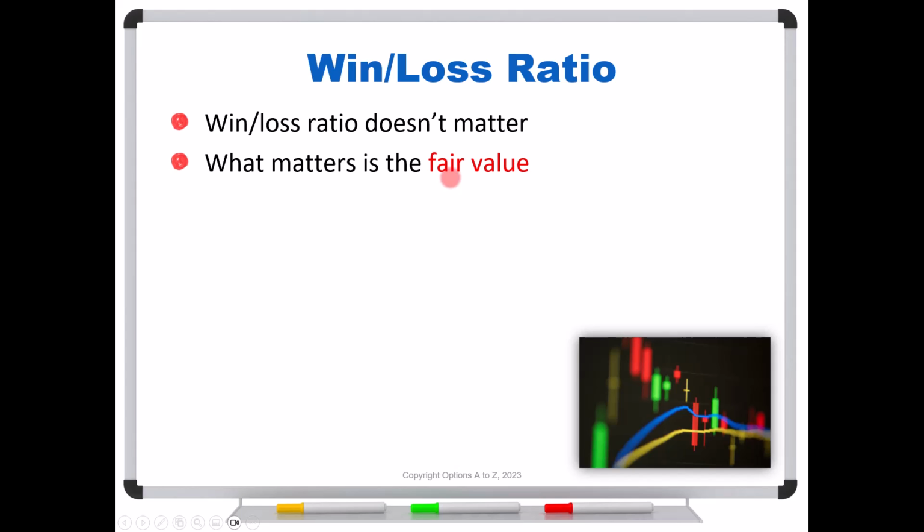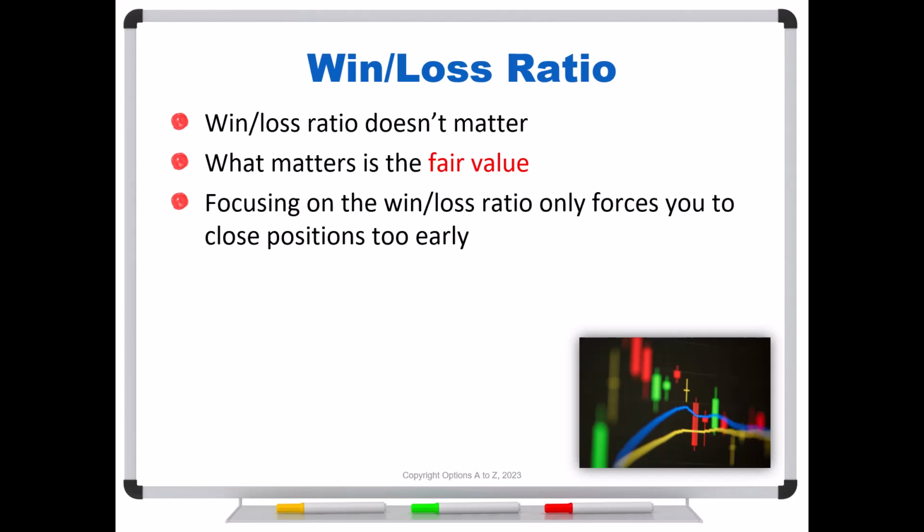So again, before you step into an options trade, we need to say, well, how much am I paying for this option versus what appears to be a good value? And remember, that's not measured in dollars. You can't say $2 and below is a good deal. We have to measure it against implied volatility. But instead, what do traders do? They focus on this artificial win-loss ratio. And focusing on the win-loss ratio only forces you to close positions too early. It's a guaranteed way to end up with losers.